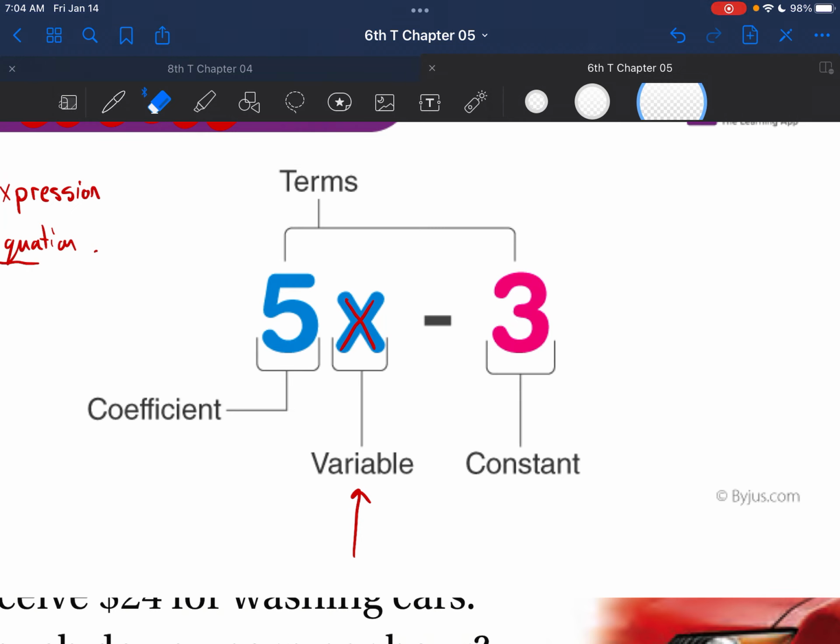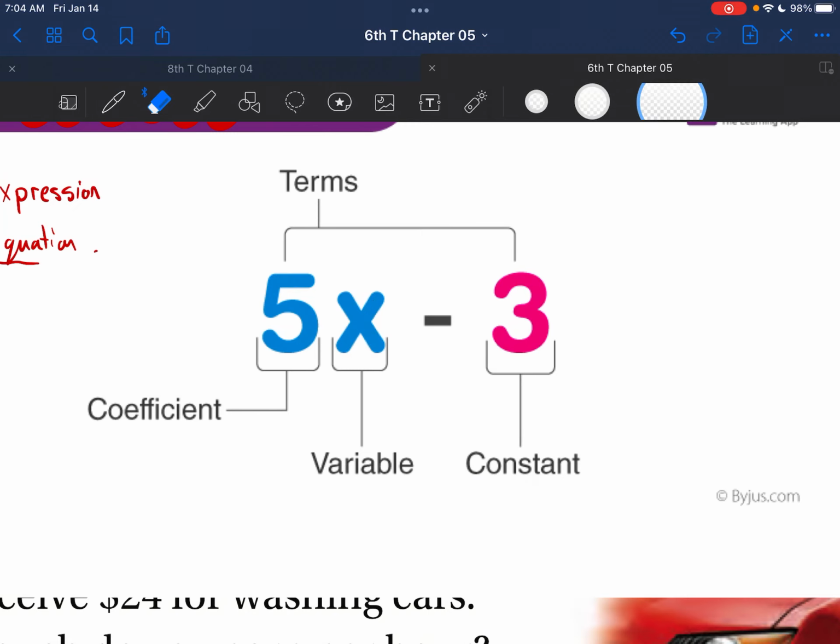It's something that changes. Something that doesn't change is called a constant. Constants stay the same. No matter what happens to the entire expression, constants will always stay the same. They're usually a whole number or a fraction that is all by itself, right? It's not near this other one, okay?